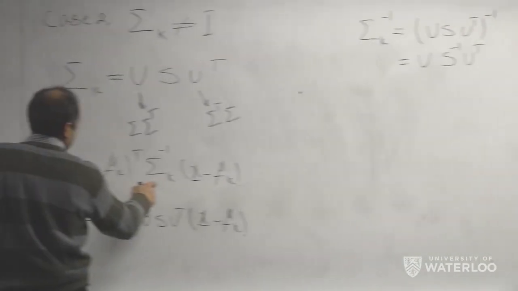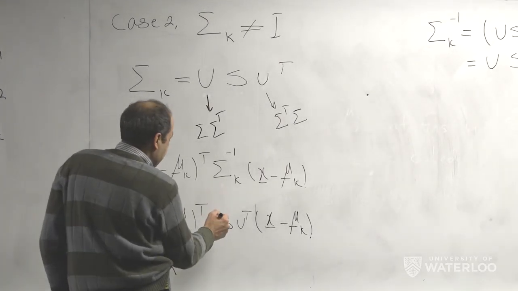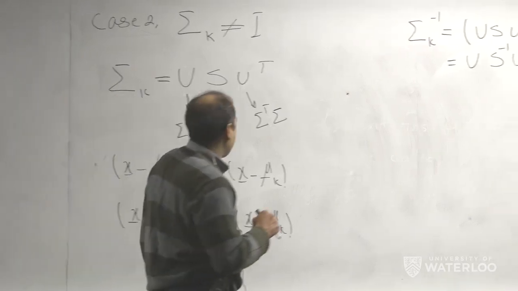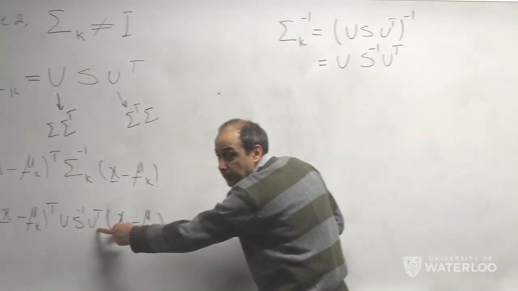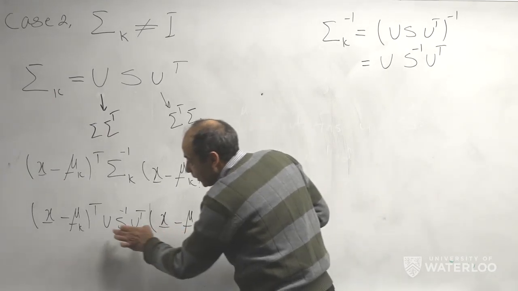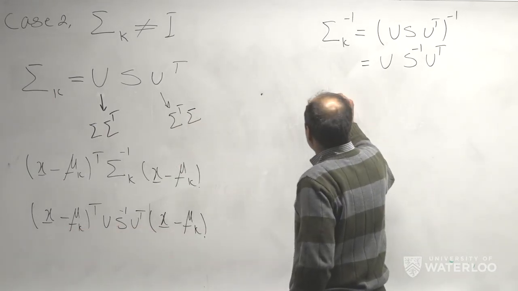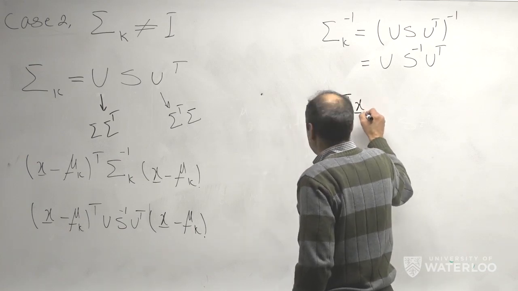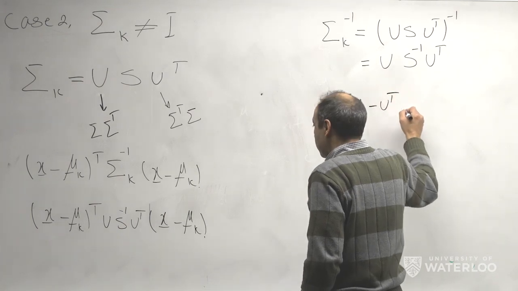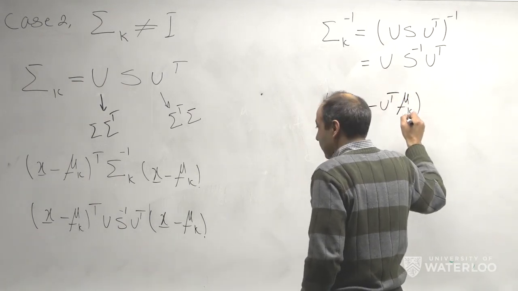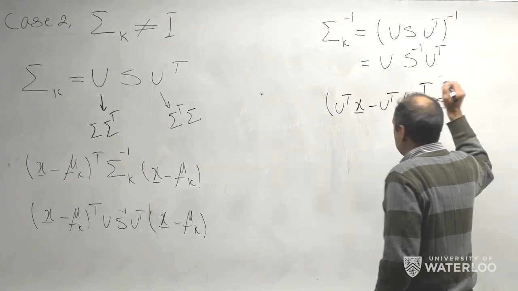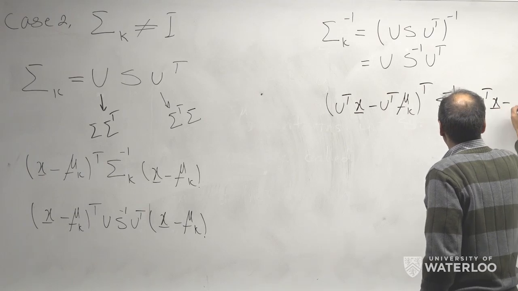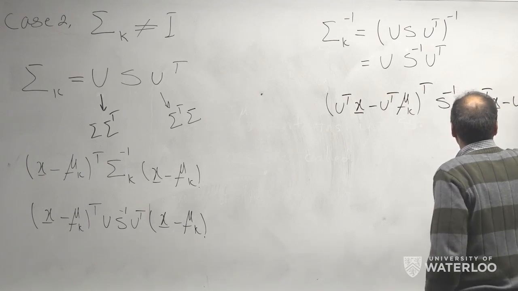So basically, when we have sigma inverse here, then it's U S inverse U transpose. So still I can absorb this U transpose into this bracket and this U into this bracket. Then it's going to be (U transpose X minus U transpose mu K) transpose S inverse (U transpose X minus U transpose mu K).